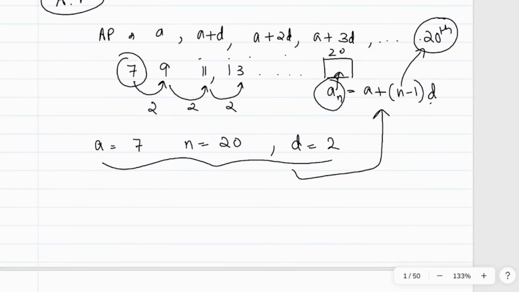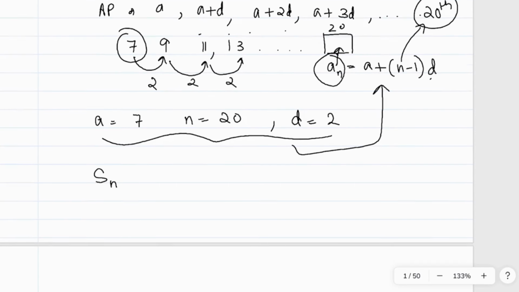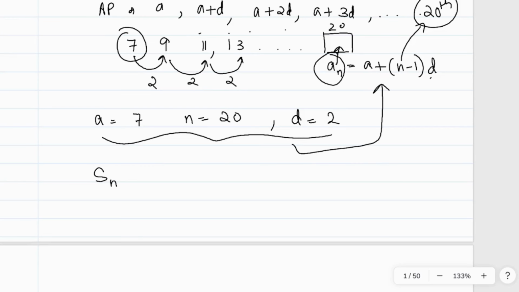Now next we have to learn about the sum of the first n terms of an AP. It is given by Sn. If I'm asking you to find the sum of the AP till the 20th term, in order to do that we have to use this equation.